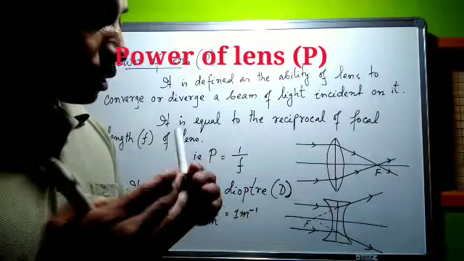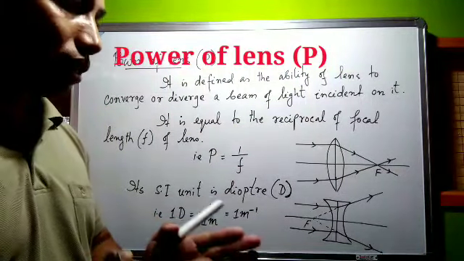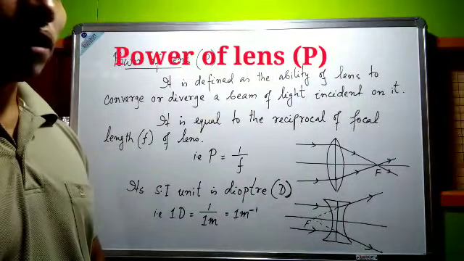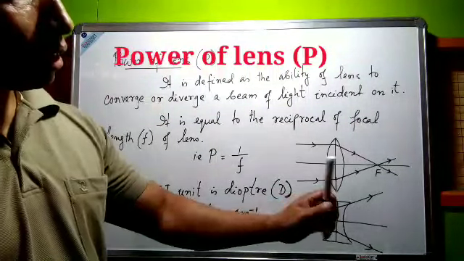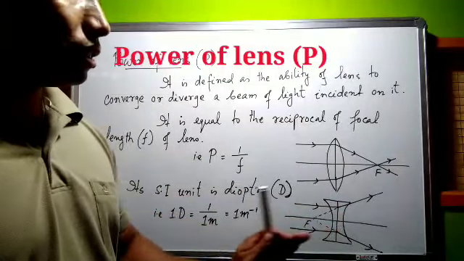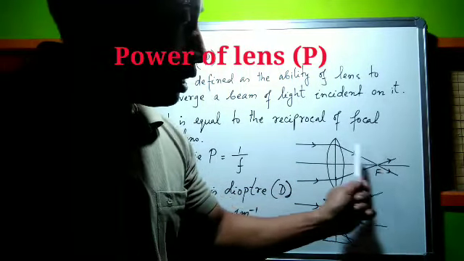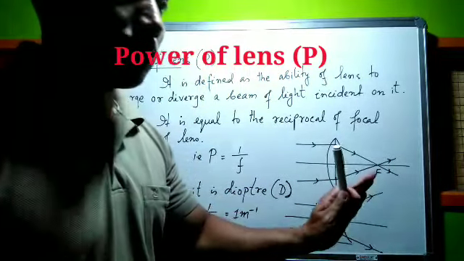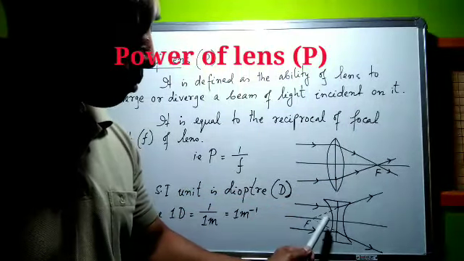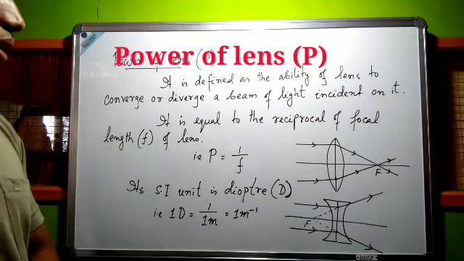So the convex lens converges the refracted light rays, and the concave lens diverges the light rays. Power is related to focal length. A larger focal length means less converging or less diverging, and a smaller focal length means more converging or more diverging.